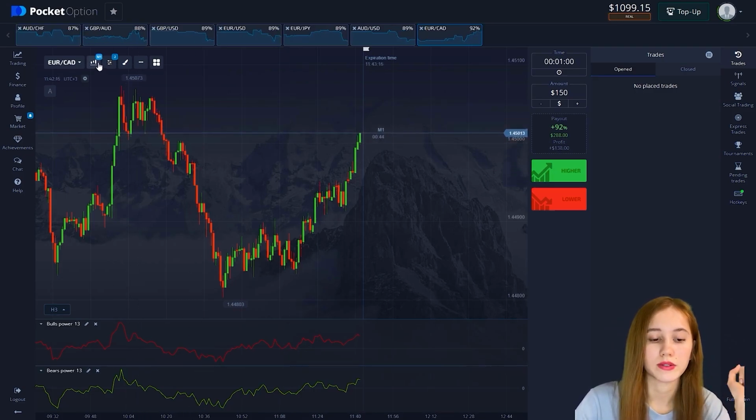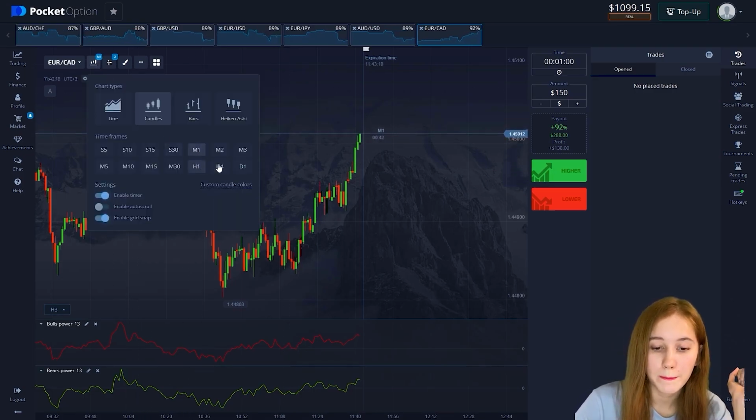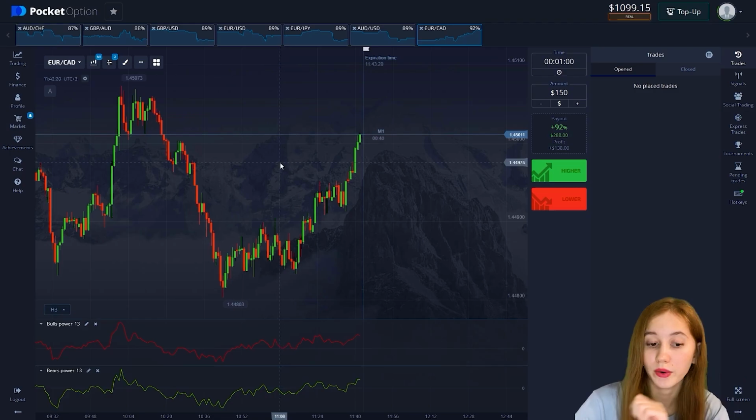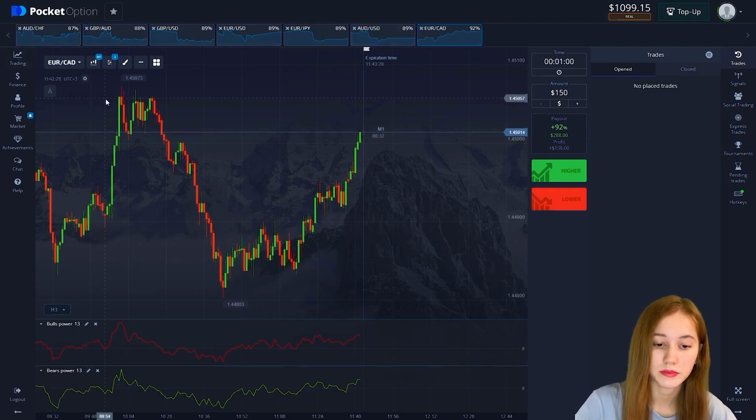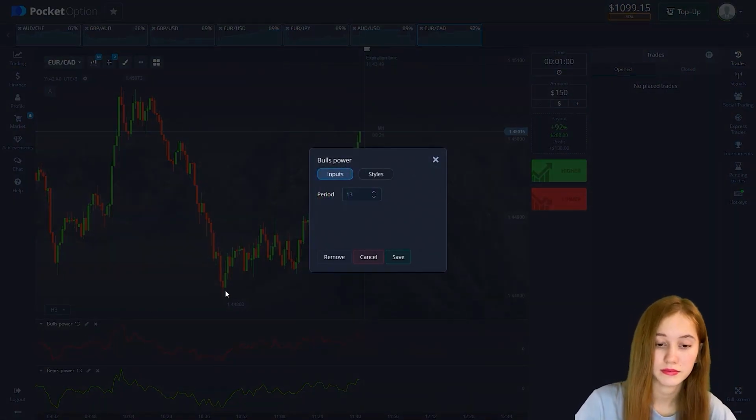We used currency pairs. The payout percentage everywhere is more than 70% at the moment. We also use technical analysis tools: Bulls Power and Bears Power. These settings, you can copy them, different colors, and Bears Power.